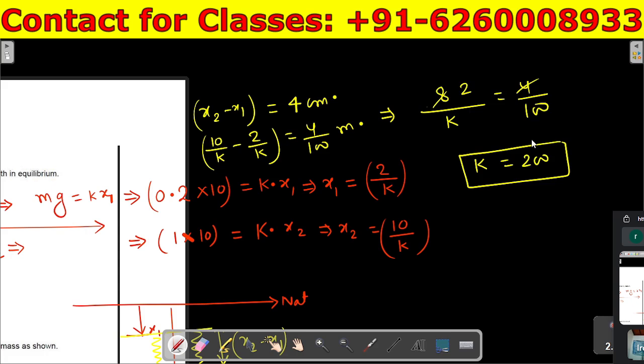Do you know what should be the SI unit of k? Newton per meter. Very good. It should be Newton per meter. Super. Excellent.